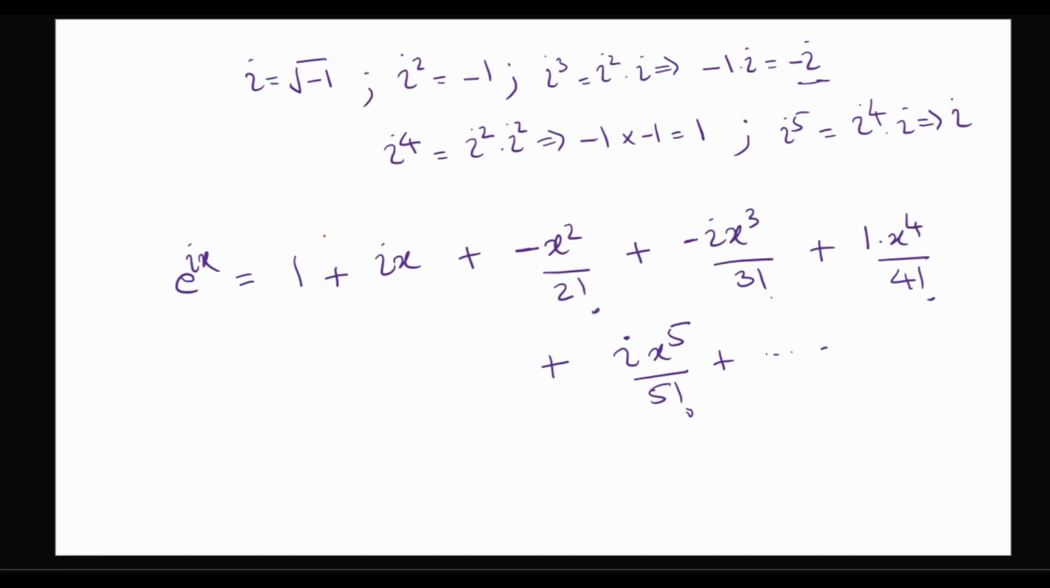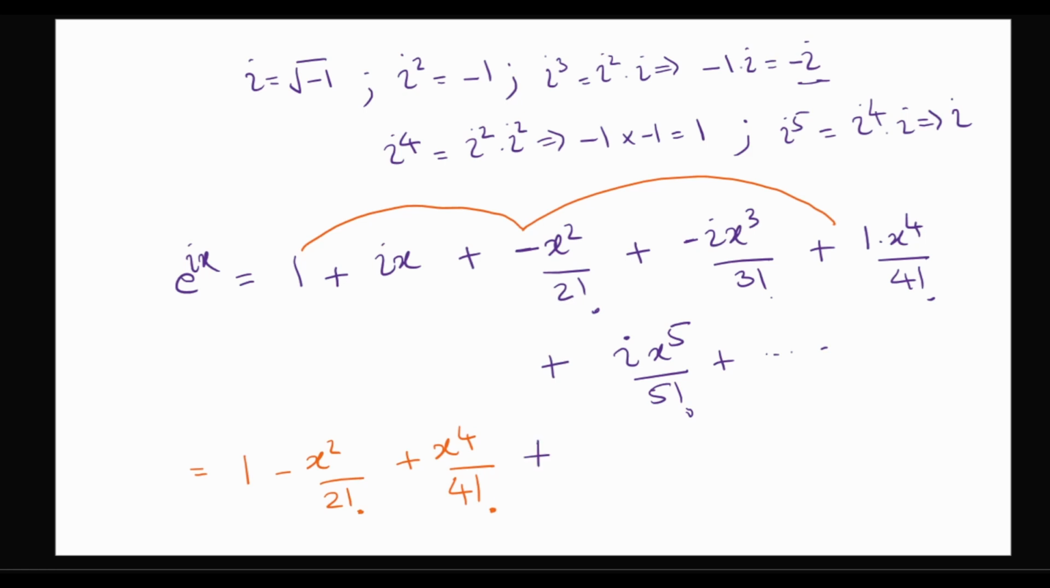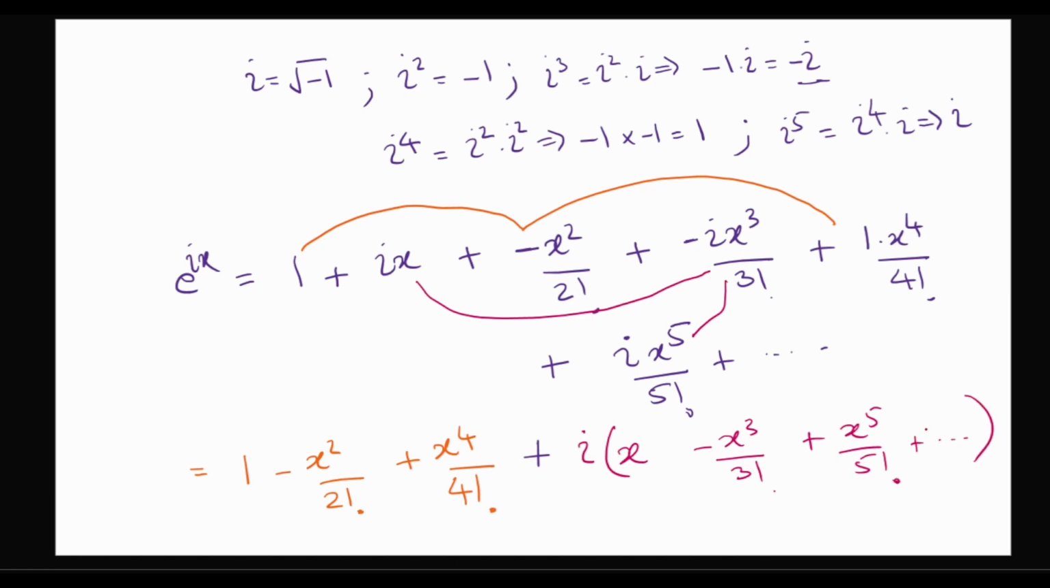Now if I group these like this, then I can write this expansion as 1 minus x square over 2 factorial plus x to the power 4 divided by 4 factorial. And then I can also group these alternate terms, so these ones which have iota in them, I can take iota common, and this would be x minus x cube over 3 factorial plus x to the power 5 over 5 factorial, and so on.